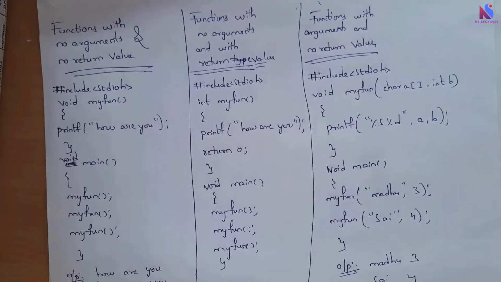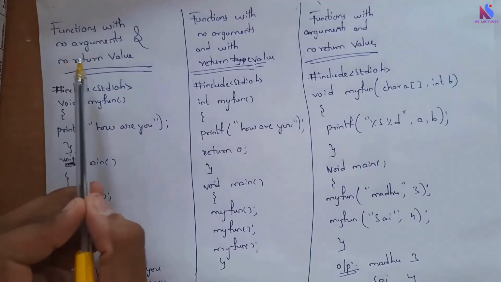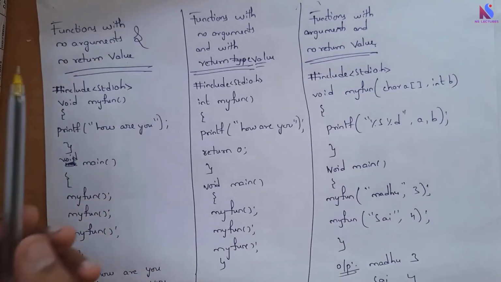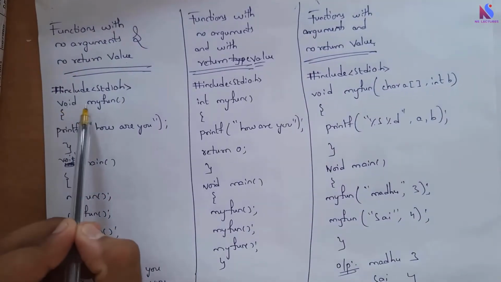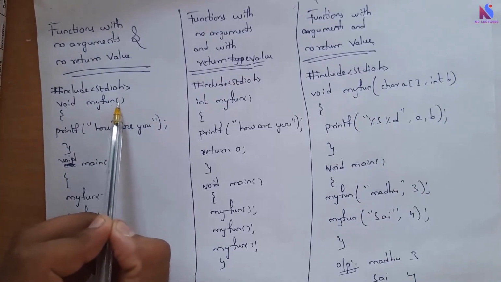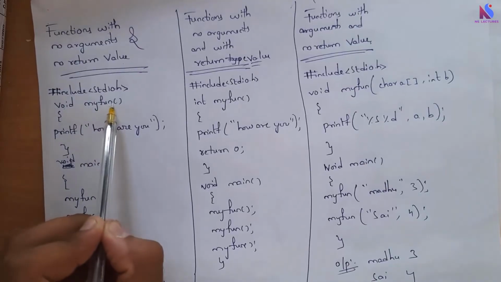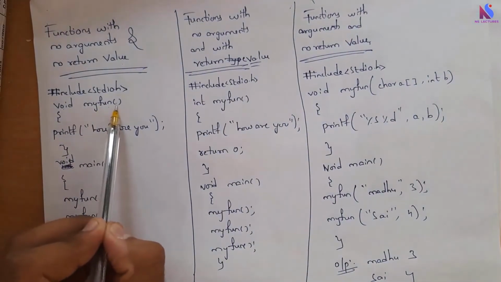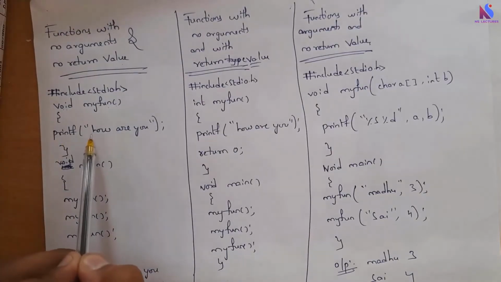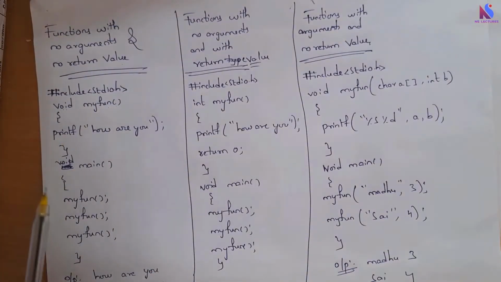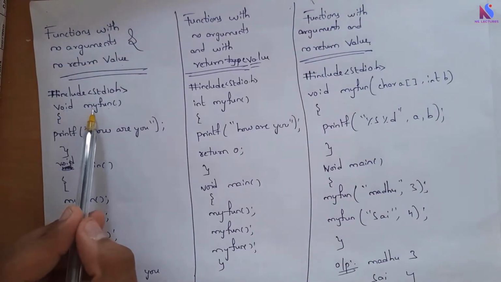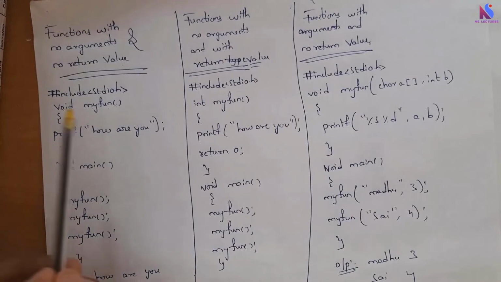This is the program for function with no arguments and no return values. No return value means I am not returning anything, so I write void here and I give the function name as myfun. And I am not passing any arguments inside this function. So we call it function with no arguments and no return value. Inside this I write printf and I write the statement as "how are you", and inside void main I write my function name. Here I give my function name as myfun.